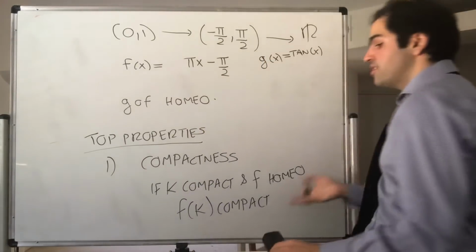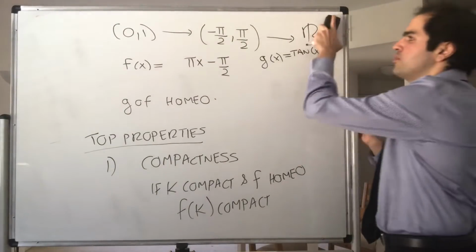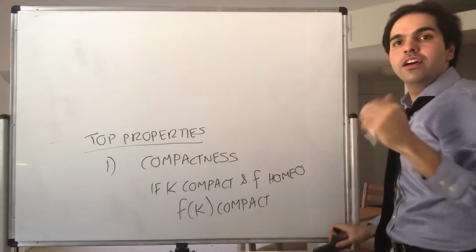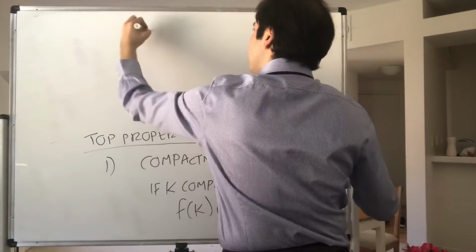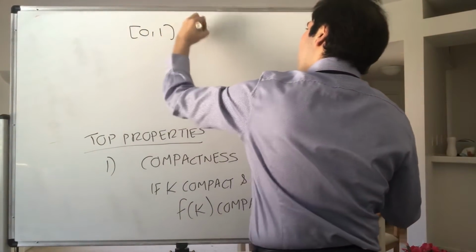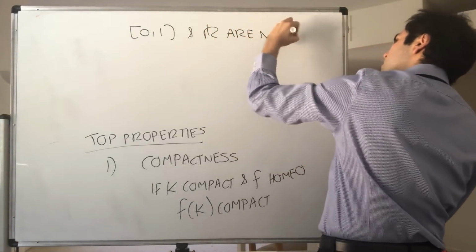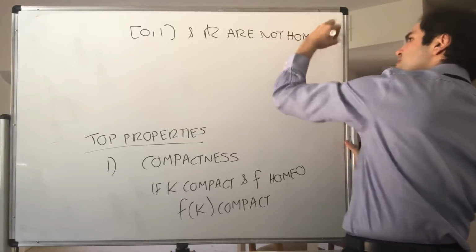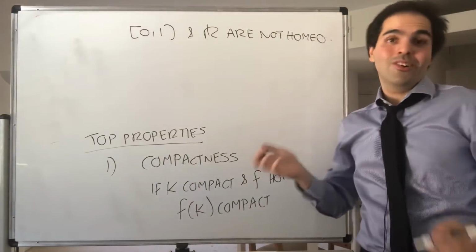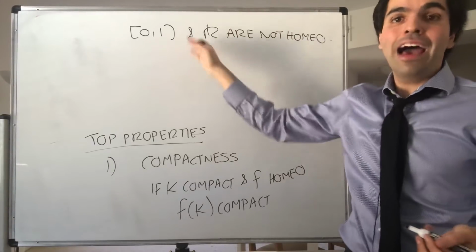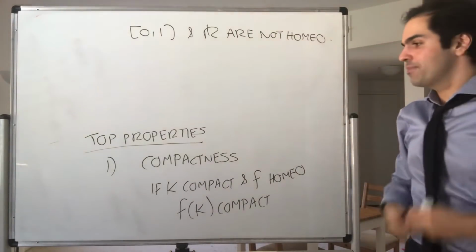And actually it's quite nice because it allows us to rule out some sets that are not homeomorphic. For instance, the closed interval 0, 1 and R are not homeomorphic. It's kind of interesting because the open interval and R are homeomorphic. But the reason they're not is this is compact and this is not compact.